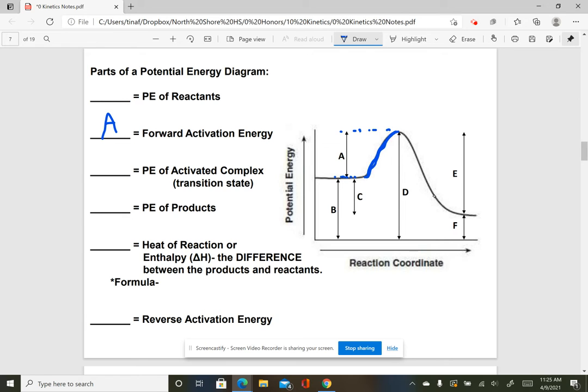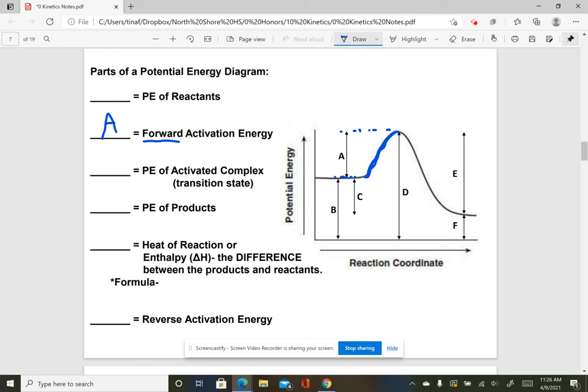Now notice that this is labeled the forward activation energy. So we read left to right. That's how we read the graph. We're going to start from the left and go to the right. The reaction is going forward. The reactants are turning into products. So that's what A is going to represent.